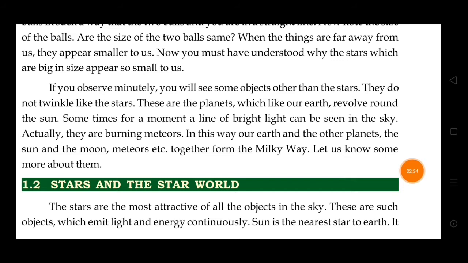Sometimes for a moment a bright line can be seen in the sky. Actually, sometimes we see a star falling or something like that. That is, they are burning meteors. So in this way, our Earth and the other planets, the sun and the moon, meteors, etc. together form the Milky Way. So let's now see more about them.